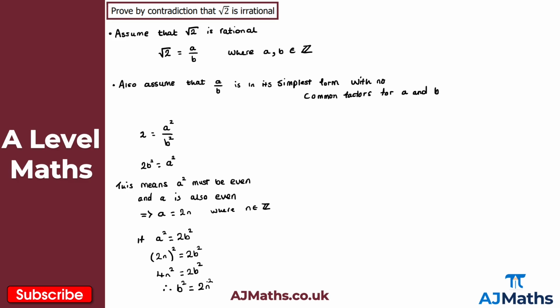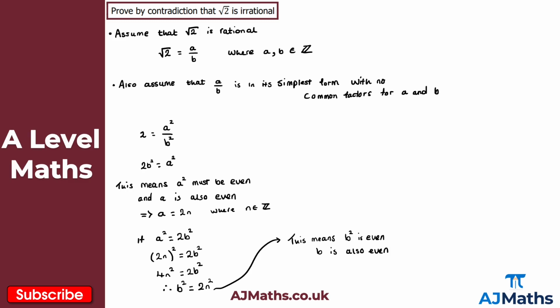Okay. So what this means is b squared is also even, because my right hand side here is a multiple of 2. So my right hand side is even. So obviously my left hand side must also be even because these are equal. So let me do this up here. So this means b squared is even. And again, you can see what's going to happen here. So if b squared is even, b must also be even. Okay, so b is also even.